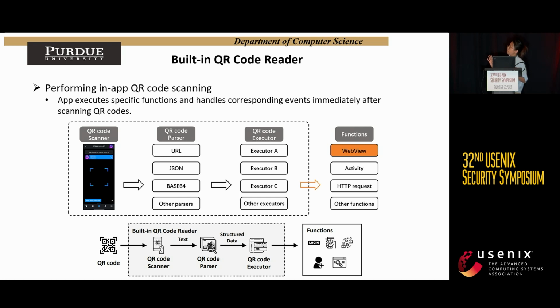Among these app functions, one of the most important ones, and the one we focus on, is that the executor can create a web view object, which can be considered an in-app web browser, to open a certain URL and interact with the remote server.